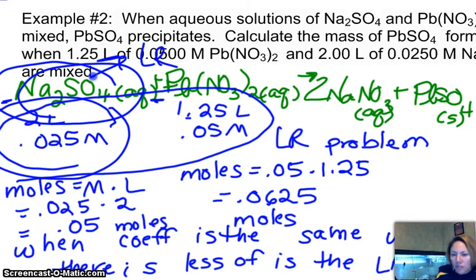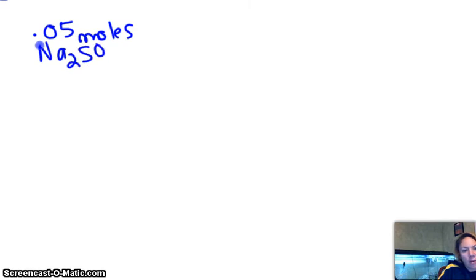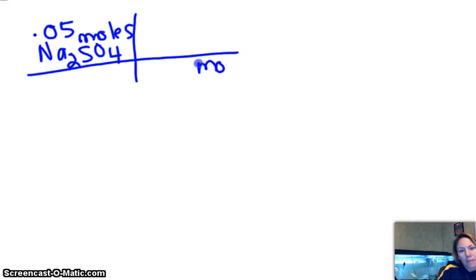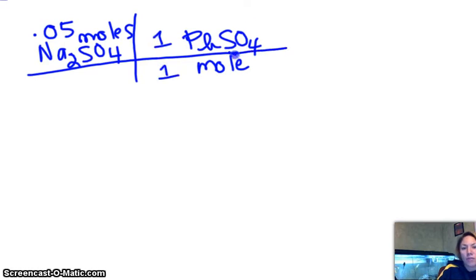And I will use the moles of it to find the moles of my product. So I'm just going to get a new sheet of paper here. And use the moles of my limiting reagent, which were 0.05 moles of the Na2SO4 to find the moles of whoever they asked me, which was the PbSO4. And they're in a 1-to-1 ratio. And then you convert that to grams by multiplying by the formula mass.